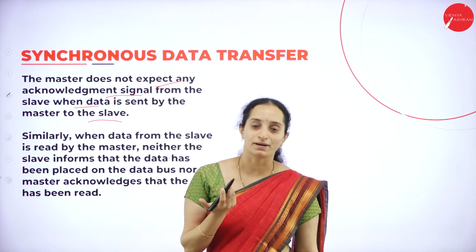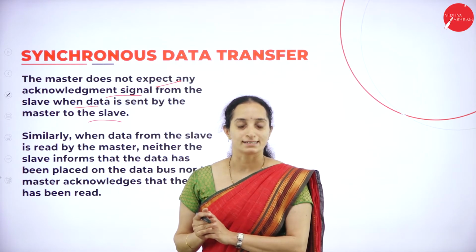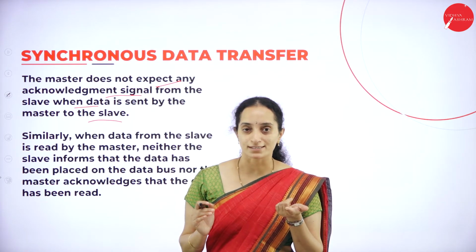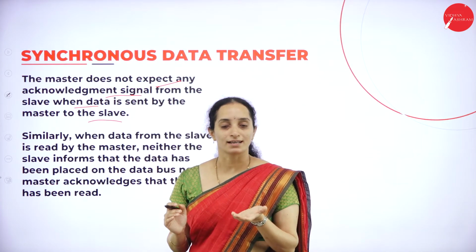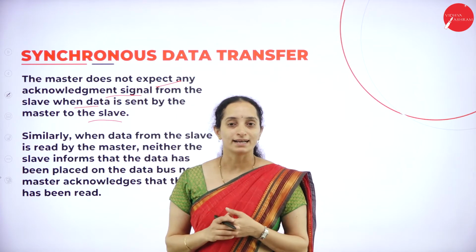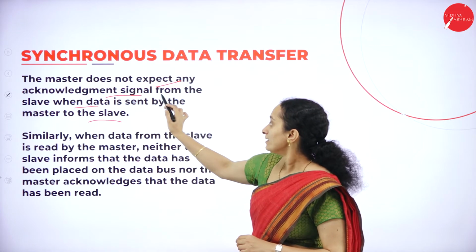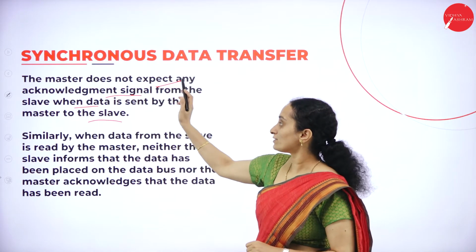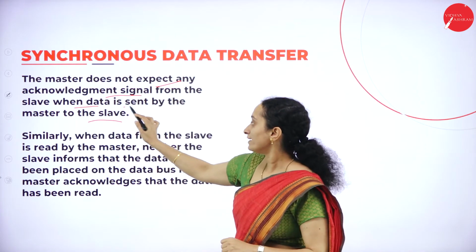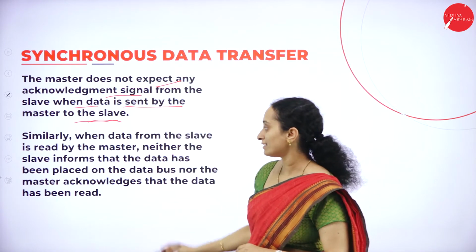Say for example, I take 30 seconds only. The sender will wait for 30 seconds. And without worrying whether the prerequisite conditions have reached the receiver or not, the sender will move the data to the receiver or to the slave. When the master does not expect any acknowledgement signal from the slave, when data is sent by the master to the slave, he sends the data as it is.